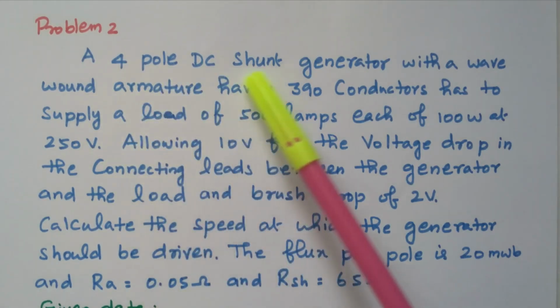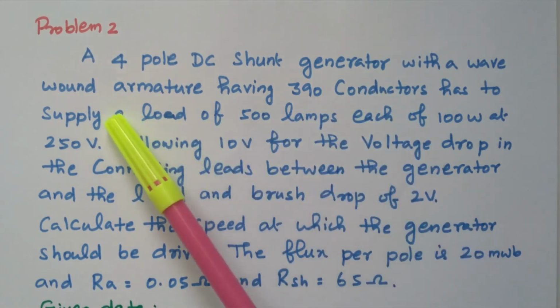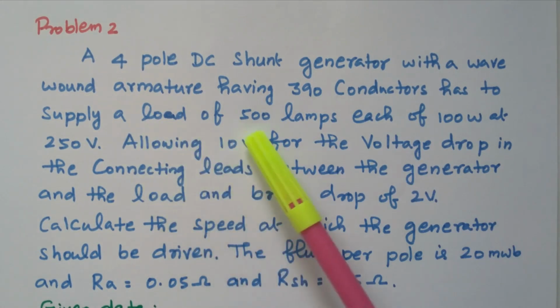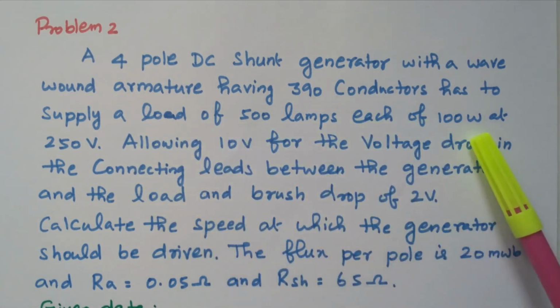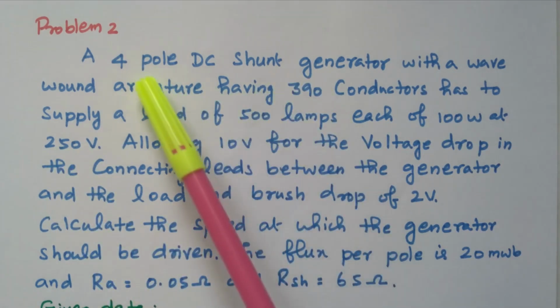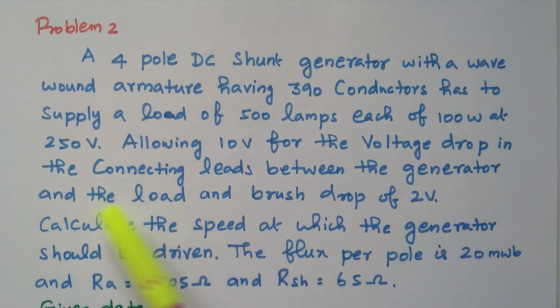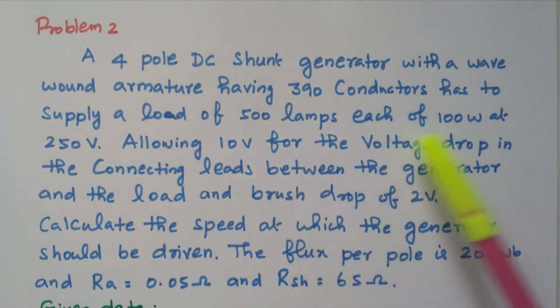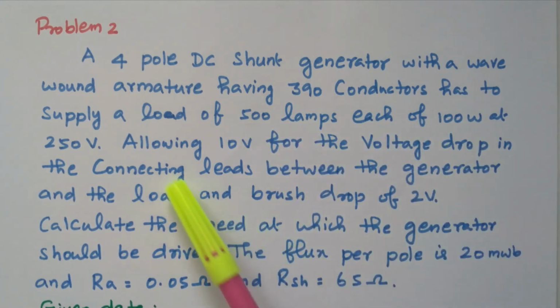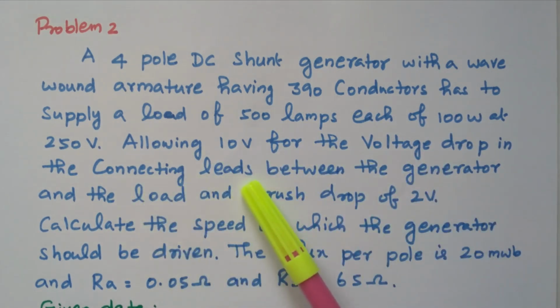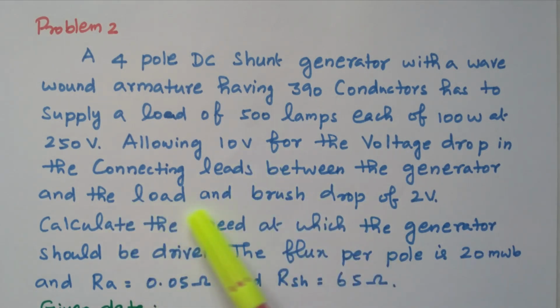A 4-pole DC shunt generator with a wave wound armature having 390 conductors has to supply a load of 500 lamps, each of 100 watts at 250 volts. This is a shunt generator with 4 poles and 390 conductors. The voltage is 250 and the load is 500 lamps, each of 100 watts. Allowing 10 volts for the voltage drop in the connecting leads, there is a 10 volt drop in the connecting lead between the generator and load.